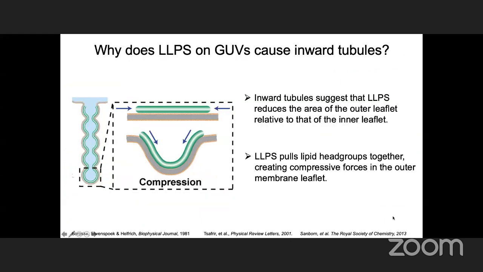So why does LLPS on the GUV membrane cause inward tubules? The morphology of the inward unduloid tubule suggests that LLPS reduces the area of the outer leaflet relative to that of the inner leaflet. So we might expect such a reduction in area when LLPS pulls the lipid head groups together, creating a compressive force in the outer membrane leaflet that increases the local density of lipids.